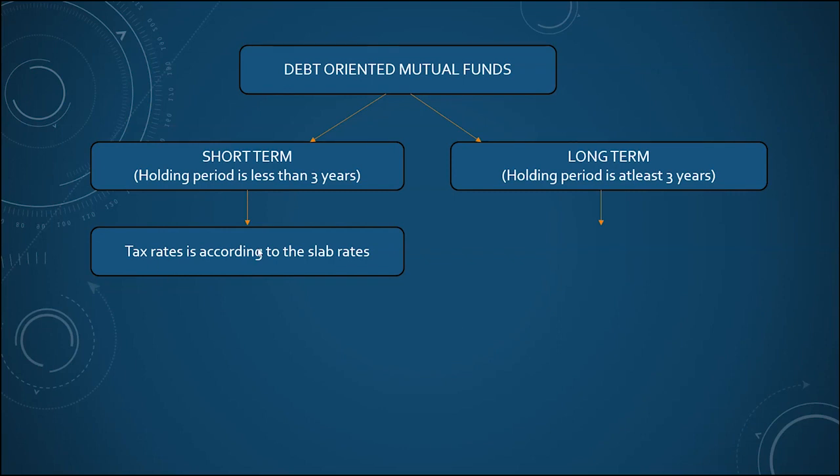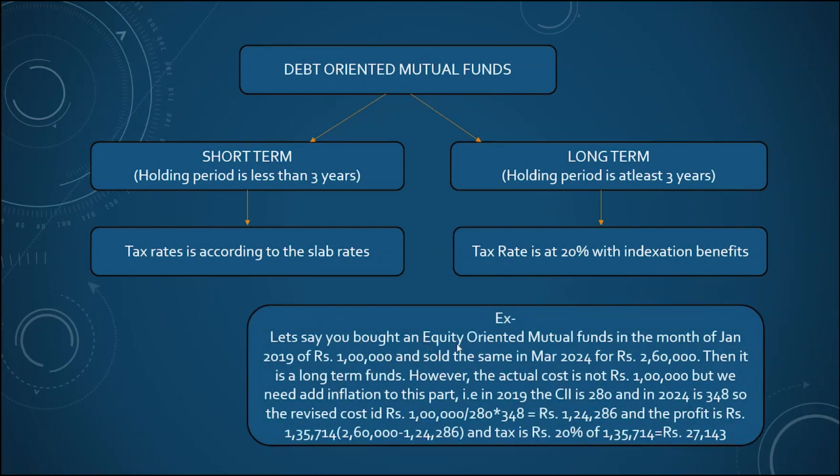Suppose your income is less than 3 lakh in the new tax regime, there is no tax. If you're more than 8 lakh, it will be 10%, 15%, so it differs depending on the slab rates. However, in the case of long term, the tax rate is 20% with the indexation benefits. Let's say for example you bought a debt oriented mutual fund in January 2019 for rupees 1 lakh and sold the same in March 24. As the holding period is more than 3 years, it is called long-term mutual funds.